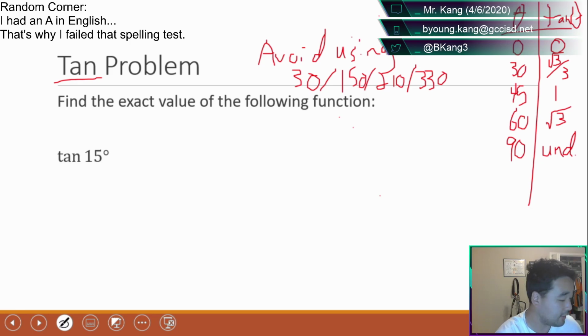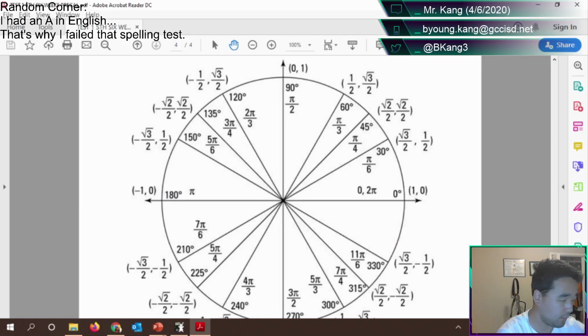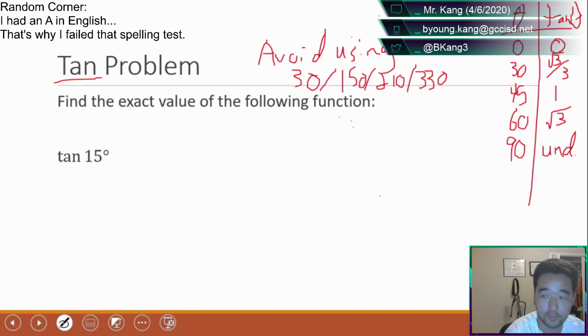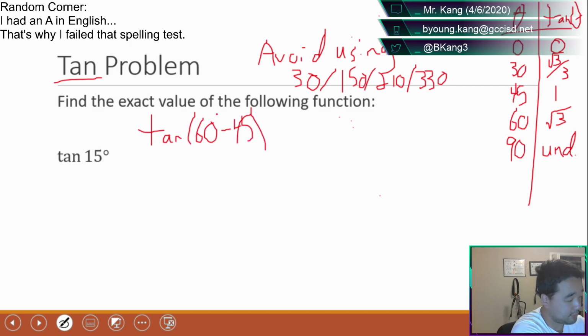Okay, still works. And you could have done 135 minus 120 or 240 minus 225. So anything that avoids 30, 150, 210, or 330. Okay. So I'm going to rewrite this as tangent 60 minus 45. I guess I should put little degrees there.